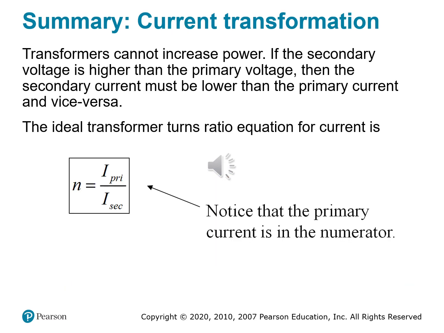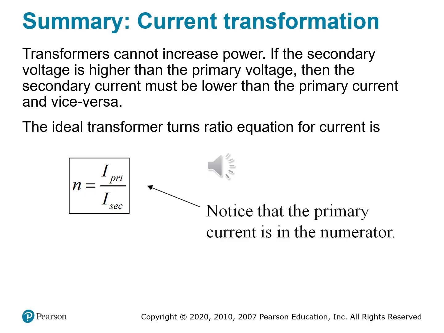Current transformation. What goes up must come down. We've talked about how transformers change voltage based on the turns ratio. But what about current? Here's a key idea. Transformers don't add power, they redistribute it. And so that means that if you step up the voltage, the current must step down, and vice versa. If you step down the voltage, the current steps up automatically.